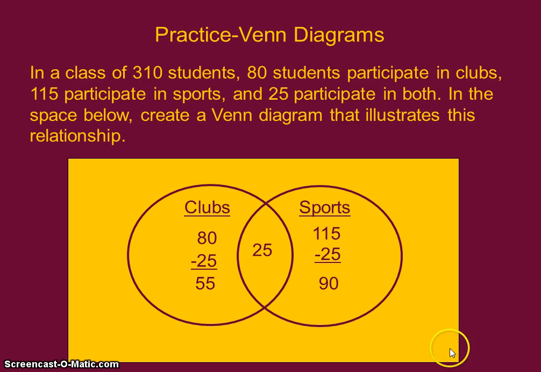And now we need to find out the ones that don't participate in anything, because we want a number down here. We started with 310, and then we're going to have to subtract out the ones that are in these numbers. So we're going to start with 310 and subtract 55, 25, and 90, and that leaves us with 140 who do not participate in anything.